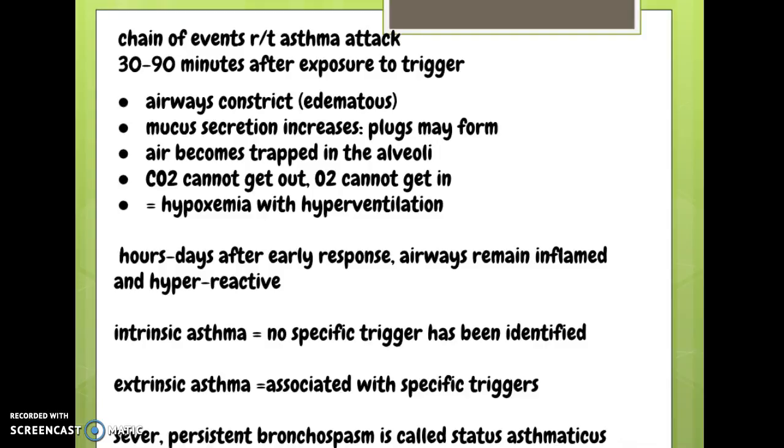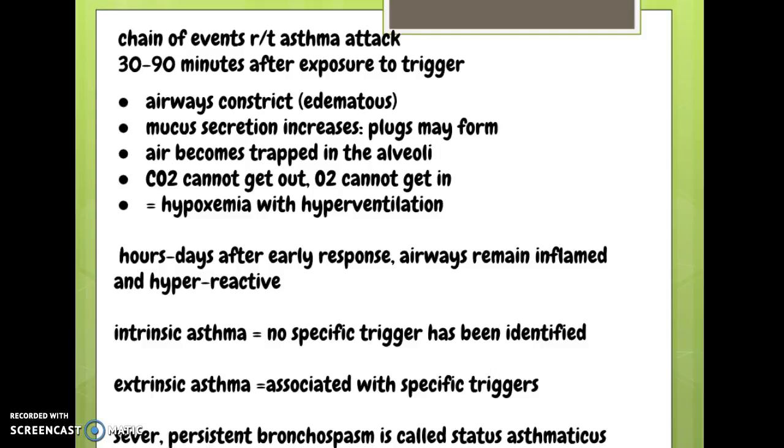These episodes occur within 30 to 90 minutes after exposure to the trigger. Sometimes they're even more immediate than that. So that's the early phase. The late phase begins 5 to 6 hours after the early response. Airway inflammation remains pronounced during this phase, which can last several hours to several days. And the airways remain hyperreactive, meaning that the patient is at higher risk for having another acute attack. So it's like their airway remains on high alert. It takes less stimulus to trigger another asthma attack than it did even before that.